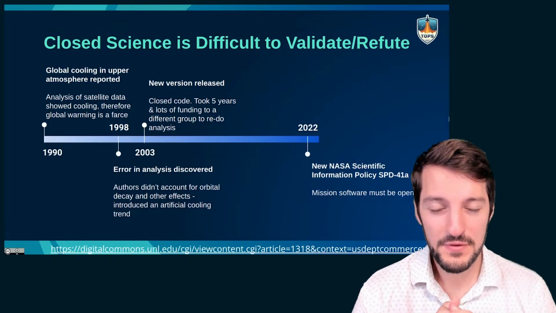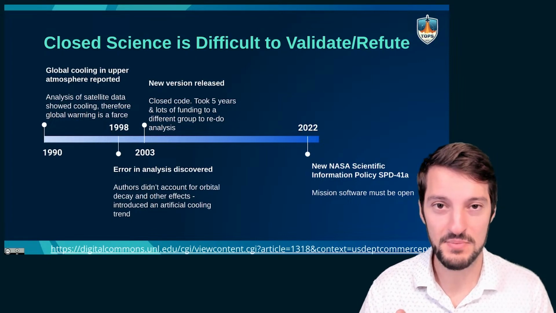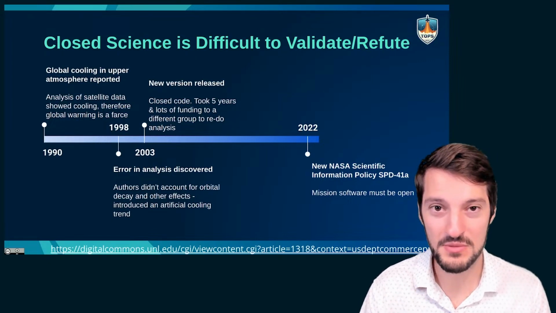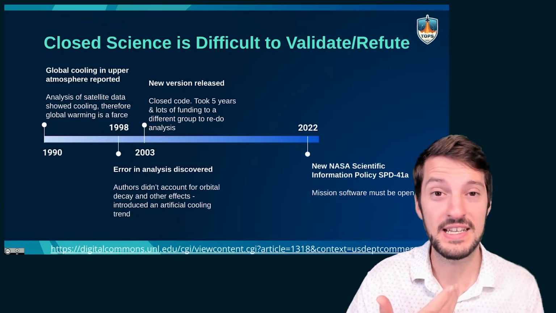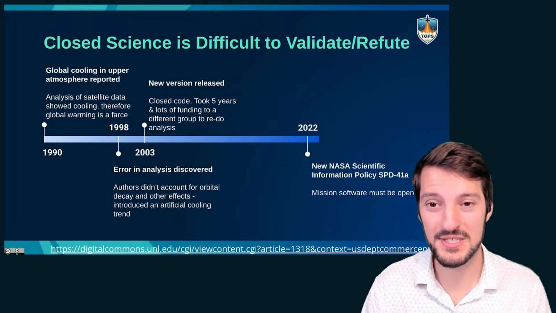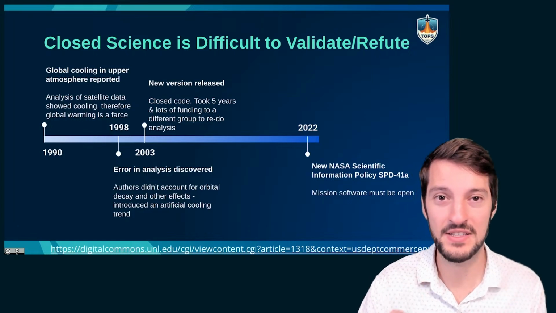Well, we've talked about that open science is about supporting your work and being transparent. We've also talked about the reproducibility crisis and how being more transparent can help with that problem. But another thing that comes up is closed science is simply difficult to validate or refute.